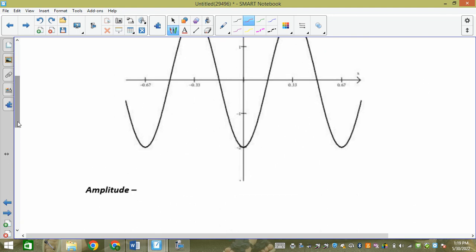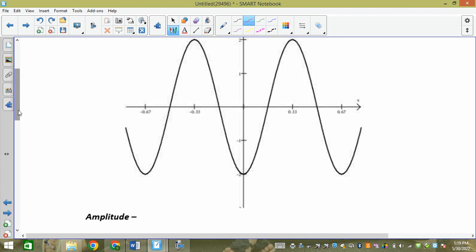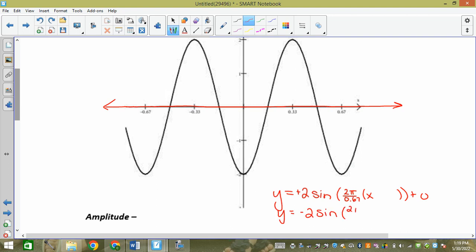Looking at this one, we're missing two equations. At the bottom, we have y equals positive 2 sine, what was it? 2 pi over 0.67 x plus 0 again. And your midline's at 0. So we draw it. We have to have our midline or we can't get our c value. And then we have y equals negative 2 sine 2 pi over 0.67.